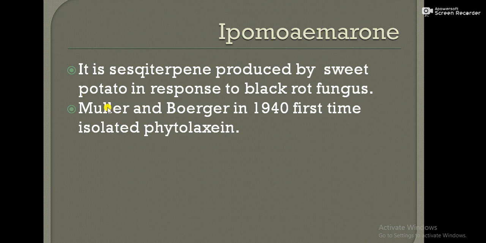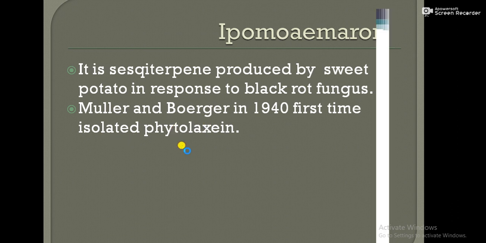How were they discovered? Müller and Börger. These are two scientists who were working on this. They discovered the phytoalexin in 1940 and isolated it from the plant. They discovered it for the first time.